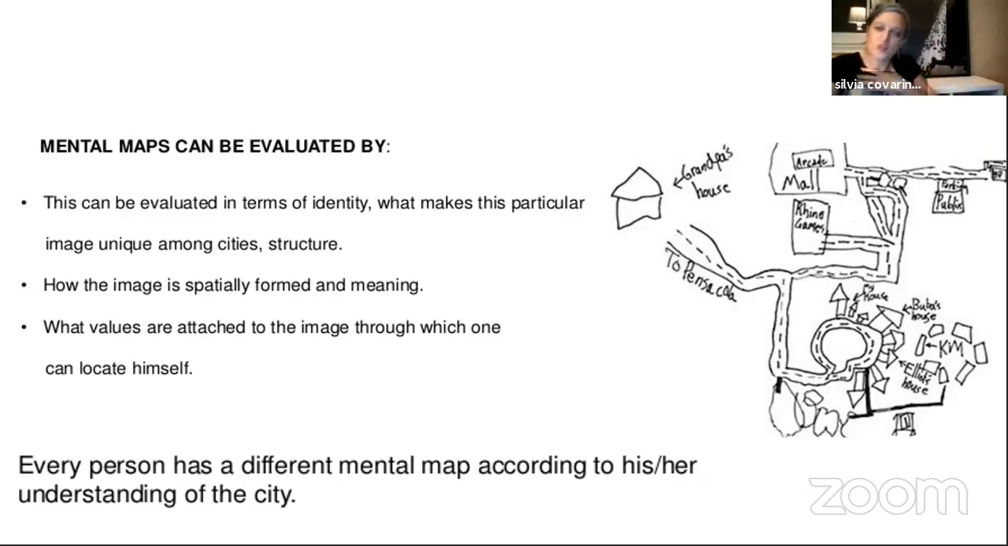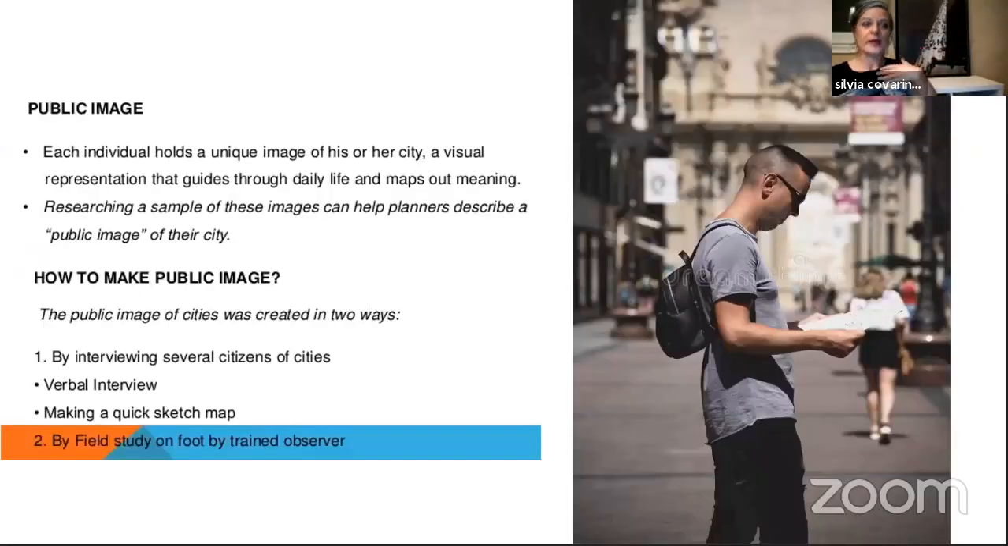I mean, each one of us is able to sketch and elaborate a completely different mental map, okay? Every person, in fact, has a different mental map according to his understanding of the city. And we are coming back to the issue of perception and understanding the space around. Public image. Each individual holds a unique image of his or her city, a visual representation that guides through the daily life. This is also connected with the daily life.